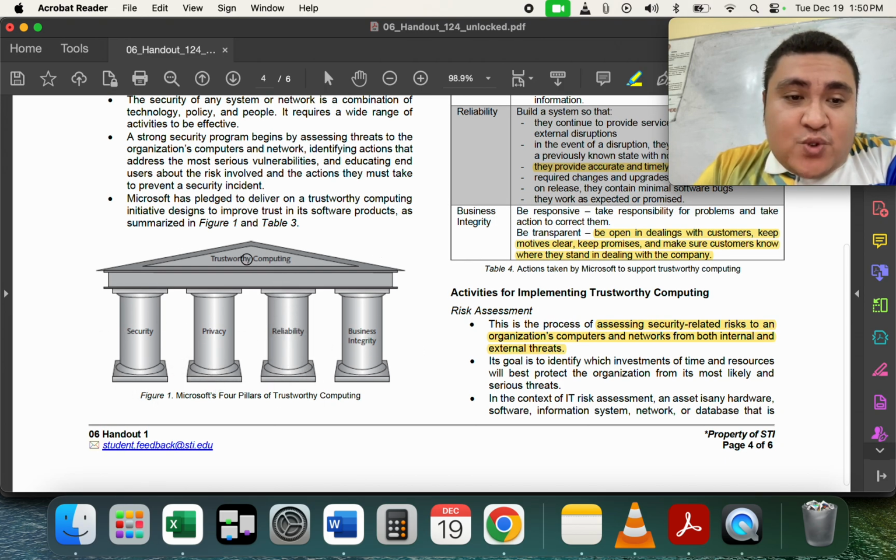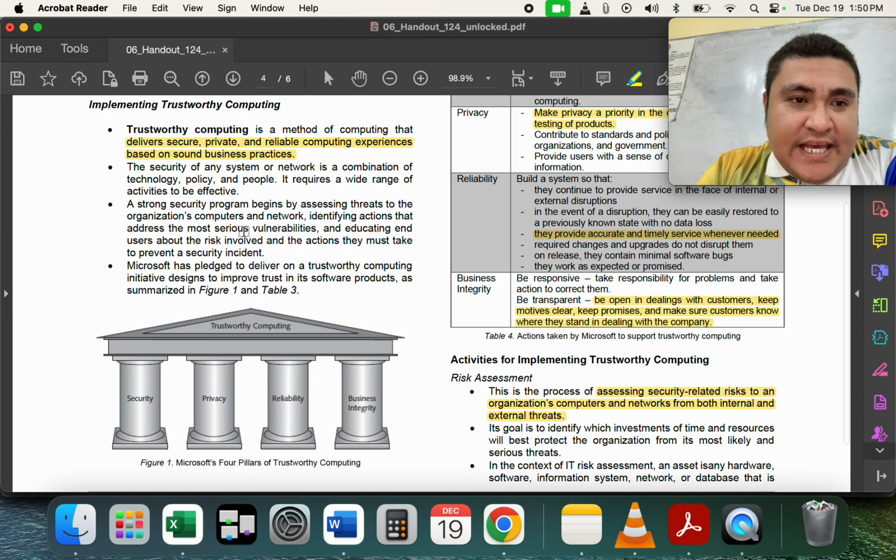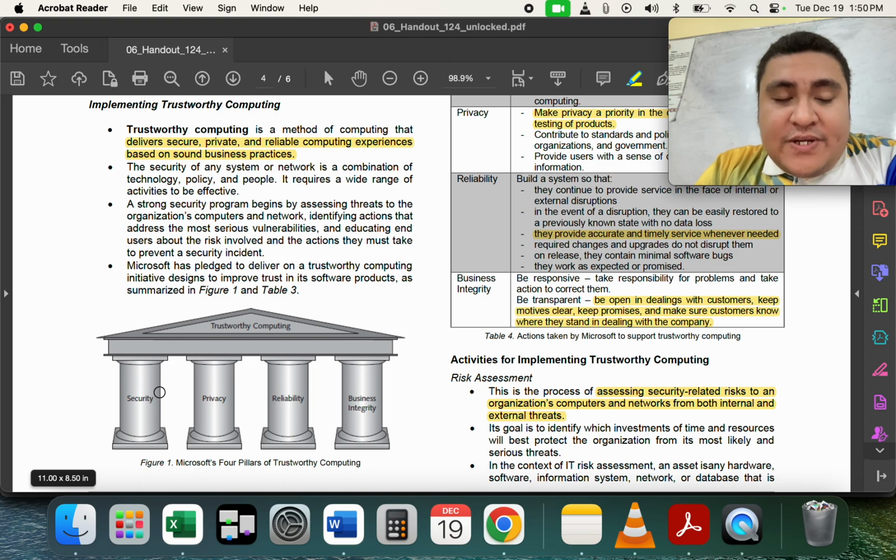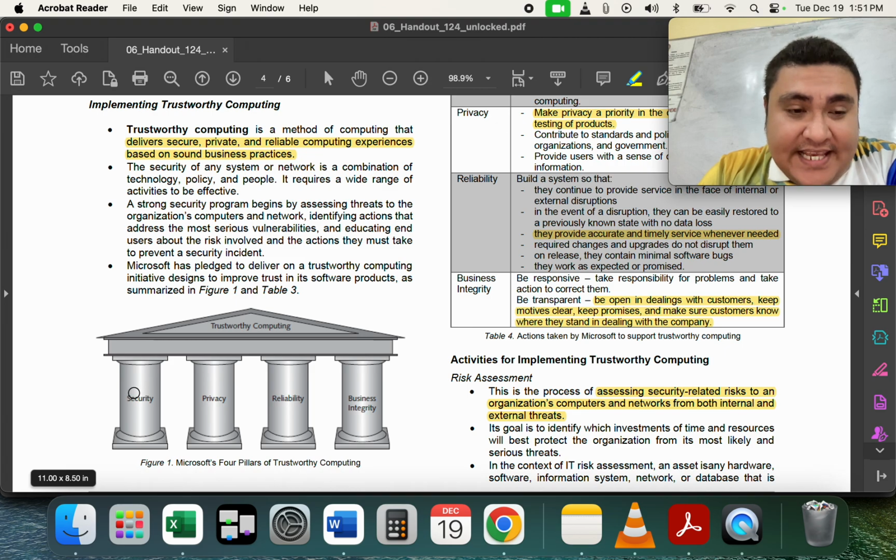We have to, in order for you to build trustworthy computing, know that the association of trustworthy computing is that your company or the system that you are using delivers secure, private, and reliable computing experiences based on sound business practices. Now, how do you do trustworthy computing? You need to implement best practices in terms of security, privacy, reliability, and of course, business integrity.